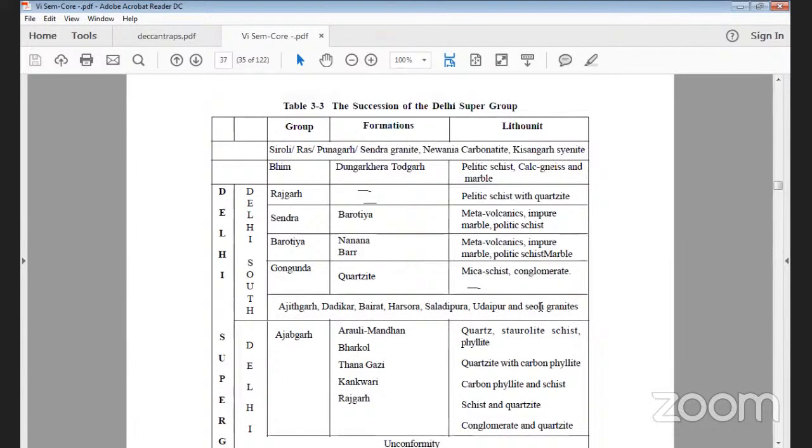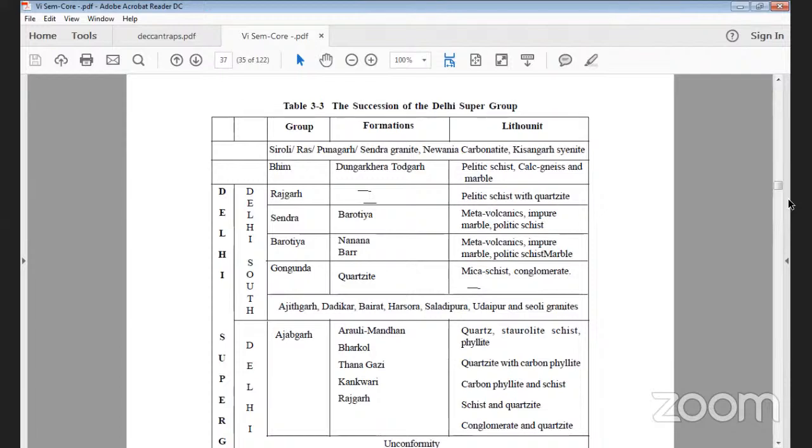Then Delhi South. In Delhi South, we have Ajitgarh, Dhadikar, Bairat, Harsora, Sadlapura, Udaipur, and Seul granites. These are all seen in the basement. And the next one is Gongda, Bayorita, Sendra, Rajgarh, Bhim, and Siroli. These are all the different formations we see.